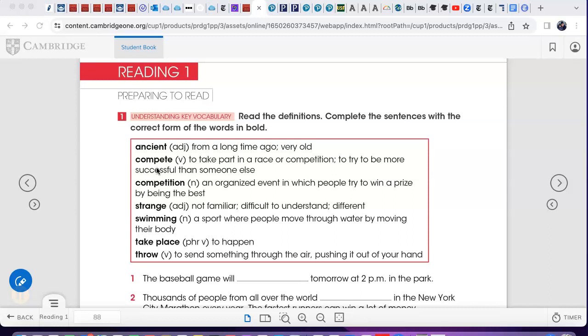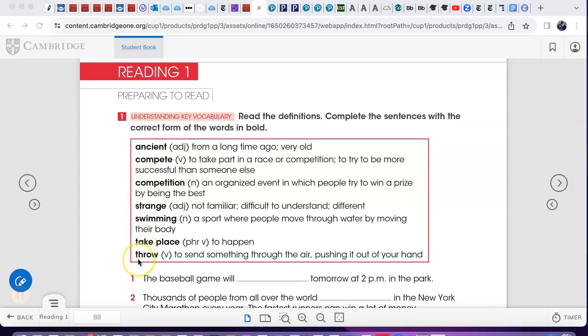Next word, swimming. Swimming. Next is a phrasal verb, two words, take place. Take place. And finally, the last word, throw. Throw. And I know that TH can be tricky.